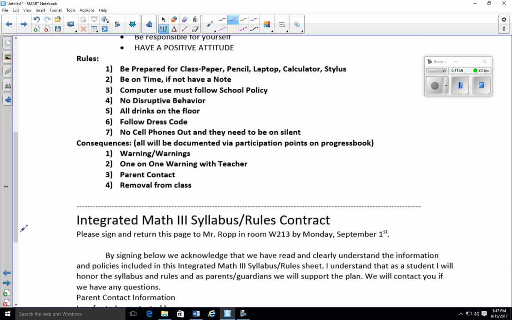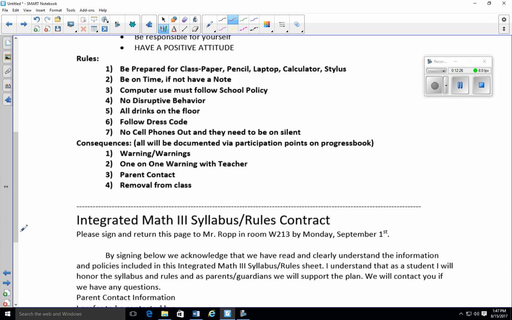So with that, here are the fundamental things that I'm looking for every day. So here, be prepared. That's the first thing I'm looking at. What do you have that you're bringing into my classroom? We don't have a book for you to carry. I'm not going to make you carry a laptop and a book. Our book is in our laptop. Must have calculator, stylus, pencil, paper.